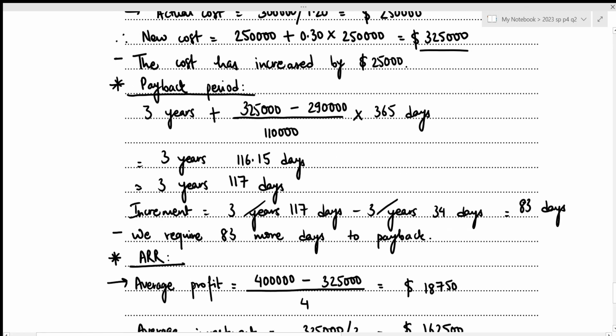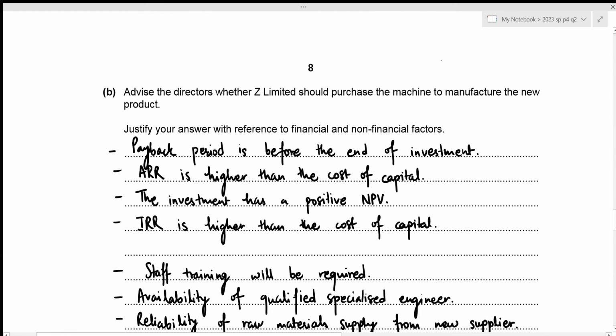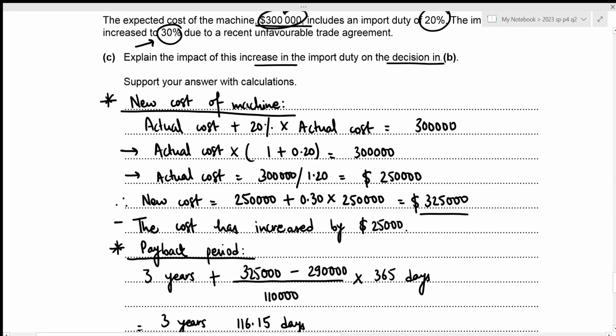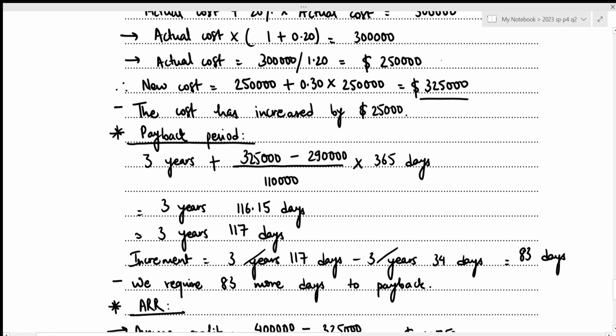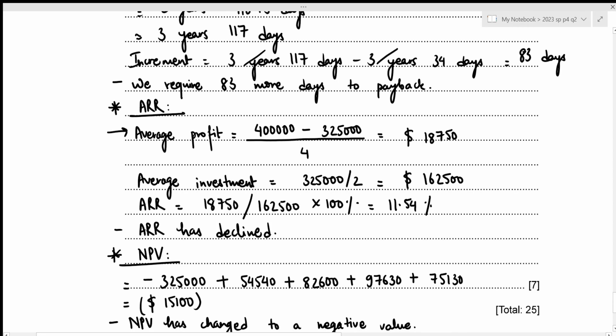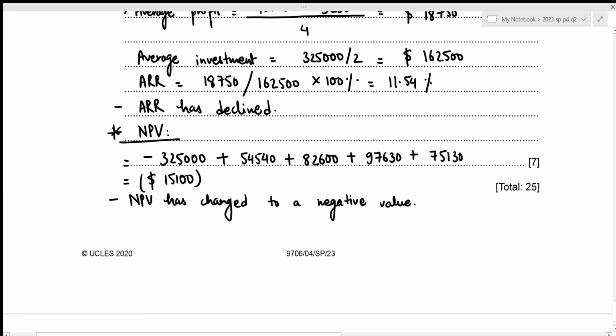Okay, and the question asked us to explain the impact of this increase in the import duty on the decision. And the decision that we made in B was to advise whether or not Z Limited should purchase the machine to manufacture the new product. And previously our financial factors preferred with our investment, right? But in this case, we can see that the cost of machine has increased, which is not a good thing. Payback period has also increased, which is again not a good thing. Our accounting rate of return has also declined, which is again not a good thing. And our net present value has a negative amount, which means that our decision is now heavily impacted.